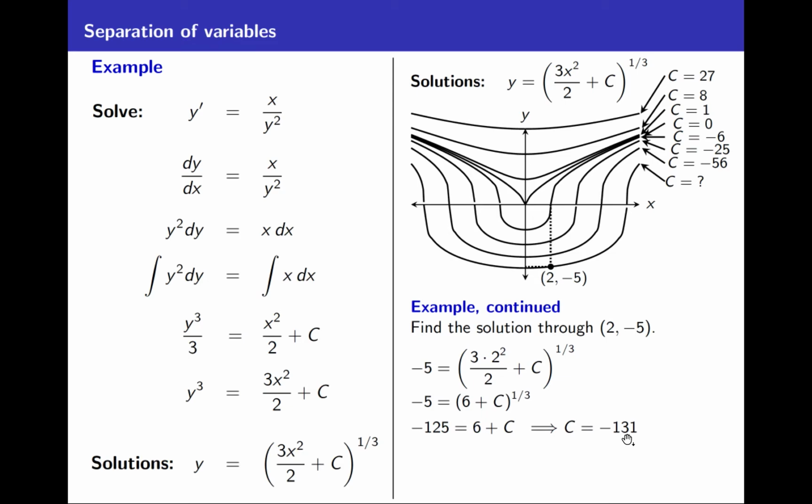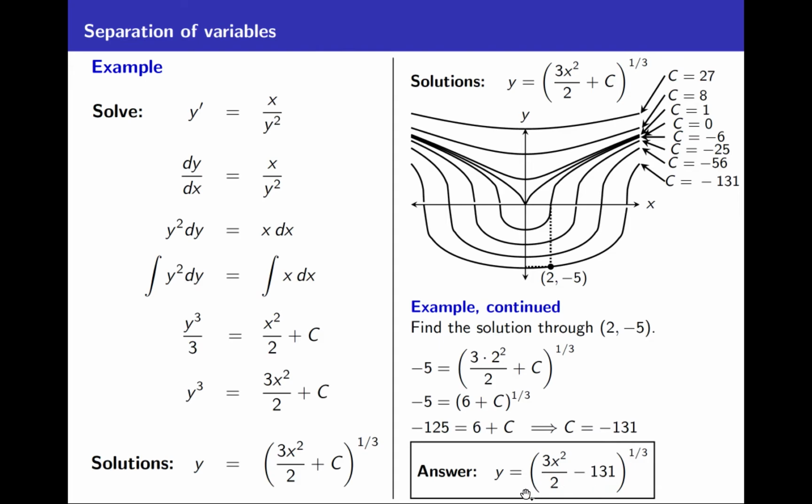So we found c. Now, of course, that's not our solution because we're looking for a function. It would be this function with c equals -131. So answer, y equals (3x squared over 2 minus 131) to the power of 1/3. For that value of c, our solution goes right through that point. So in this continuation of our example, we had, so to speak, an initial condition that gave us an exact function, a value for c.